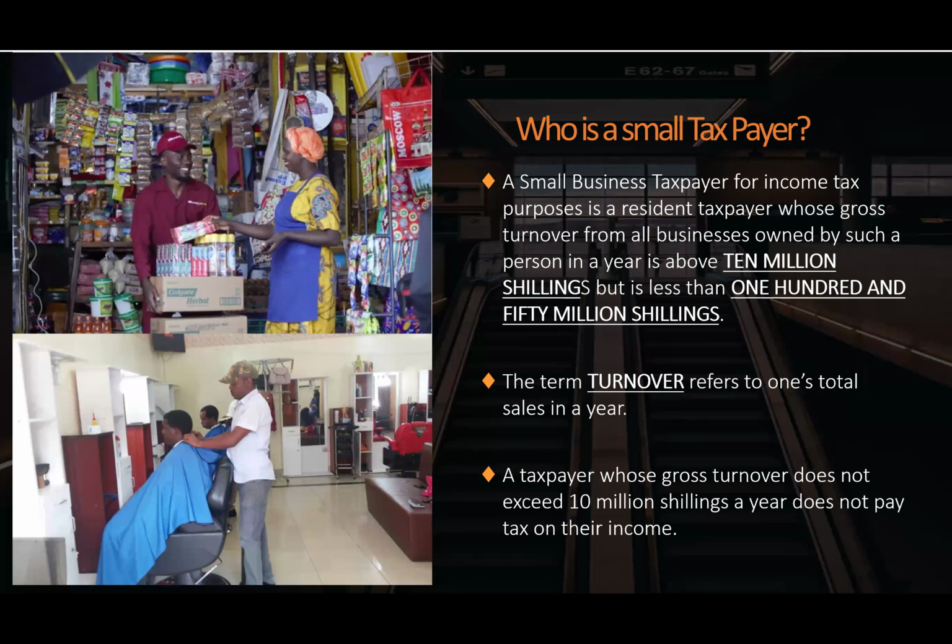A taxpayer whose gross turnover does not exceed 10 million. If you have a saloon and you don't make more than 10 million in a year, you have a restaurant, you don't make more than 10 million in a year, you have a general merchandise shop, you don't make more than 10 million in a year, then it means that you have not yet reached the level of paying taxes for your businesses. You do not pay tax on your business income. Okay? So taxation for businesses begins at 10 million. That is what it essentially means: you start to pay taxes if you exceed 10 million in gross turnover.